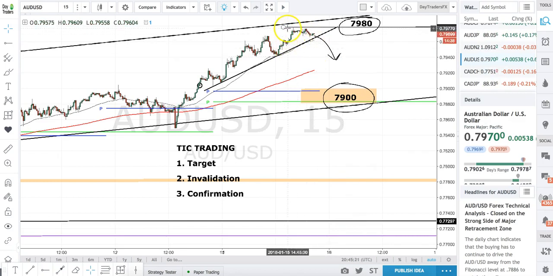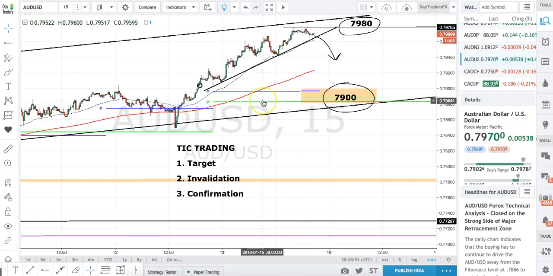But here is my invalidation point. If this thing runs above this level, I'm out. I don't want to be shorting this. It breaks out here, confirmation, invalidation right there, high probability target. In Forex terms, I've got a chance for 70 or so pips right here. What are the chances I get those 70 pips? They're good enough for me to say my three elements of TIC trading are in play right here: invalidation, confirmation, high probability target.